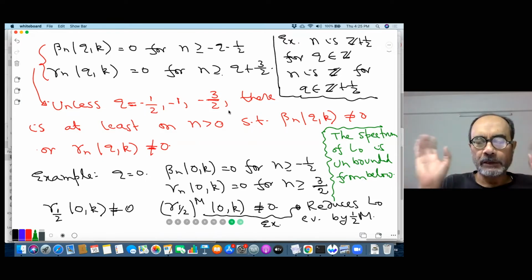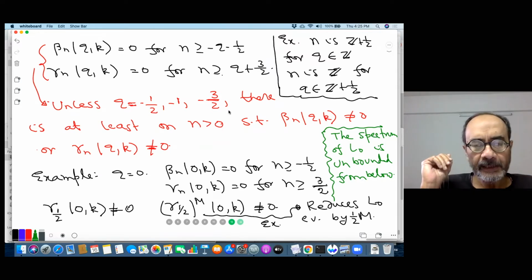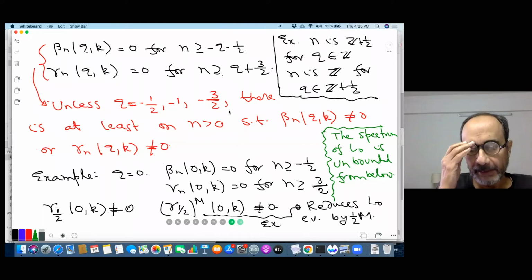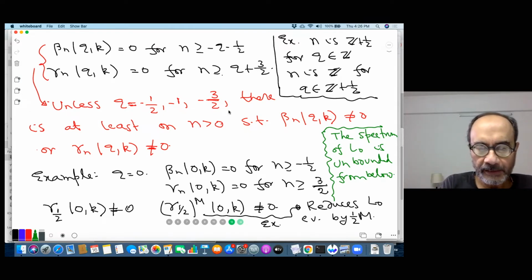Q equal to -1 is the best case because there only the negative modes give non-zero result. For Q equal to -3/2 and -3/2, there is still some issue in the sense that there is a zero mode, which doesn't annihilate, either a beta zero mode or a gamma zero mode. So while you cannot reduce the L0 eigenvalue, at the same L0 eigenvalue you can create an infinite number of states. So it's a less serious problem, but it's still a problem. But all of these problems are resolved in string field theory.